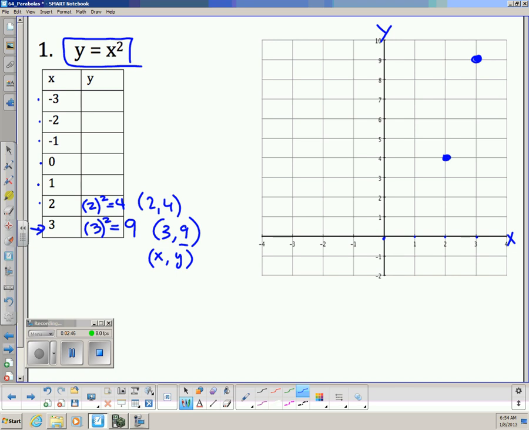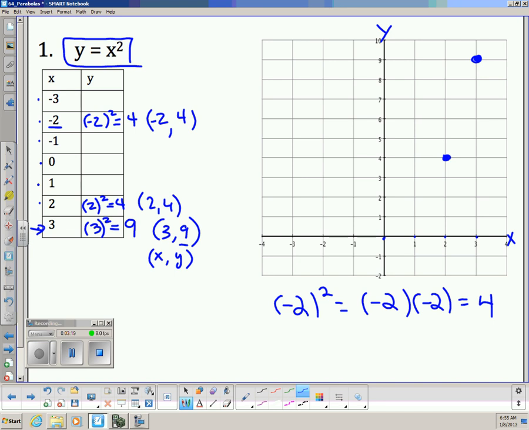Now I'm going to do a negative point with you. I want to do negative 2 with you. What's really important is, when you plug in a number for a letter, you take that number and you put it in parentheses. That replaces the x, and the square goes outside the parentheses. So negative 2 squared, I'll do it to the side here, is really negative 2 times negative 2, which is positive 4. So the point on the graph is negative 2, comma, positive 4. And so negative 2 is 2 to the left and 4 up.